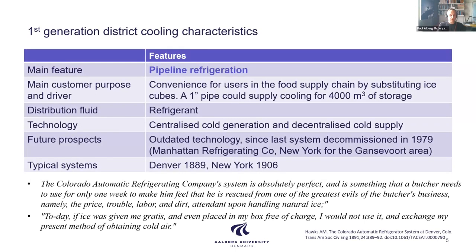So we have to go across the pond for the first district cooling systems that were installed. They were installed in the US all the way back in 1889 in Denver, Colorado. At this time, it was pipeline refrigeration, meaning that you have a compressor somewhere that sends out a refrigerant, which is then evaporated at the site of consumption.